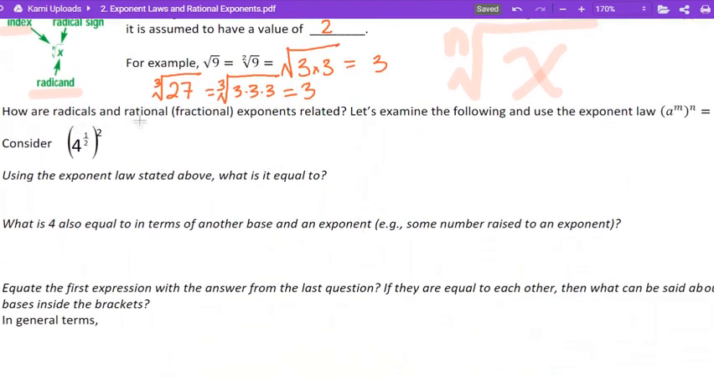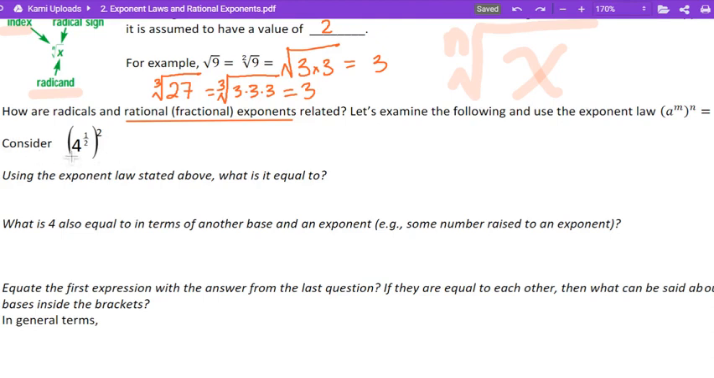How are radicals and rational or fractional exponents related? Let's understand how this and exponents that are fractions are related, because currently they look like two separate things. So let's examine the exponent law, where a to the power of m, to the power of n, equals a to the power of m times n, right? So if we have two exponents, we just multiply them.